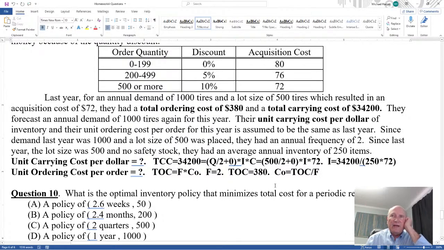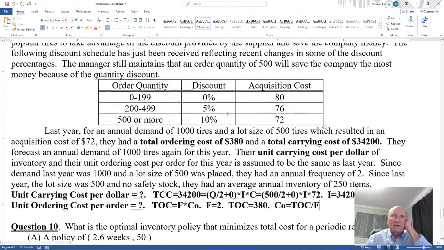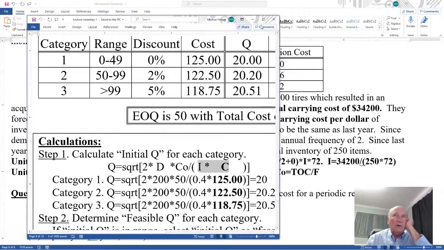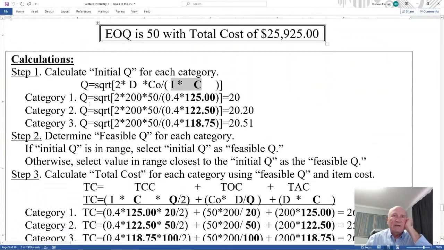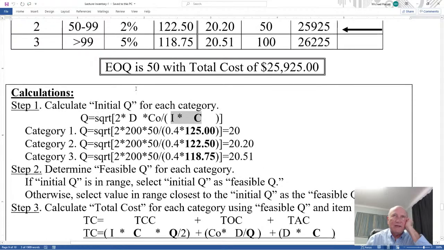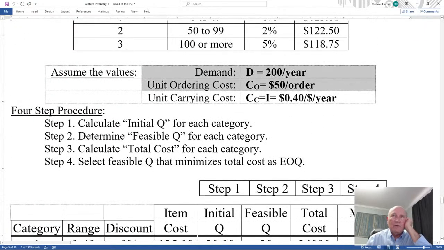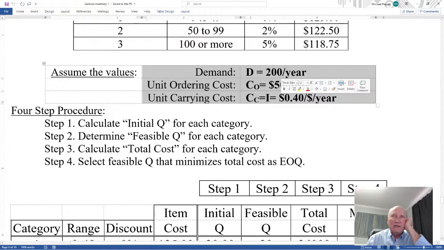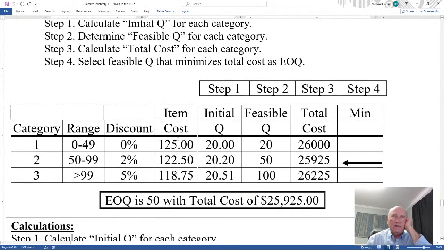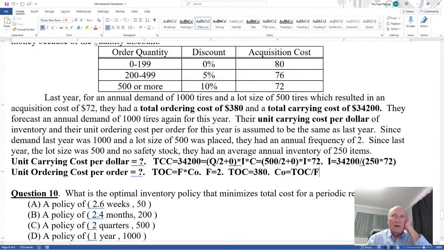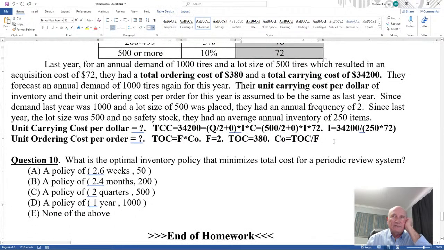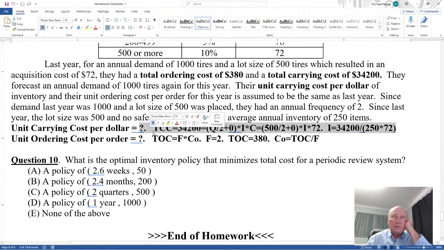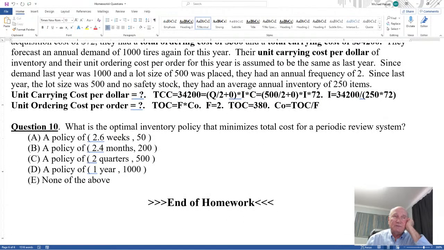So now that we have I, we have C sub O, we have our demand, now what we're going to be doing is going through these calculations step by step. We have our demand, we have our ordering cost, we have our carrying cost per dollar per year, and over here we have our item costs. This right here is the carrying cost per dollar per year, and this is the ordering cost per order.